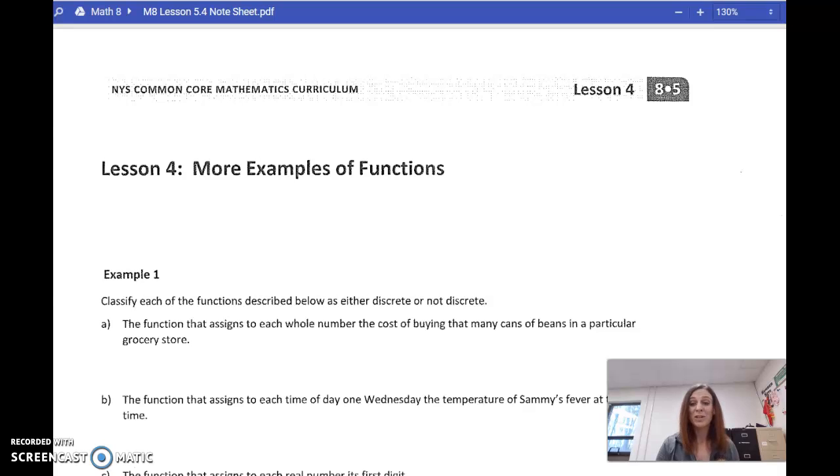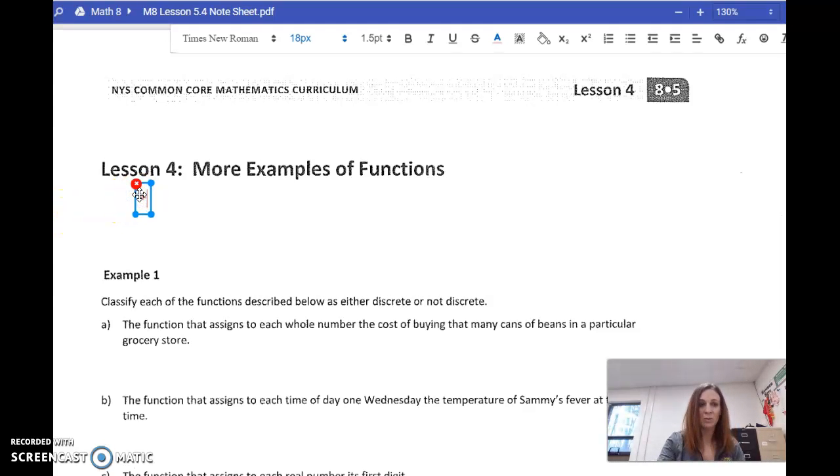In lesson 4, we're going to be talking about more examples of functions and basically a couple different types of functions, either being a discrete function or not discrete function. Okay, and so I'm just gonna give you kind of an introductory on what that means being discrete. Okay, so let's start with our definition.